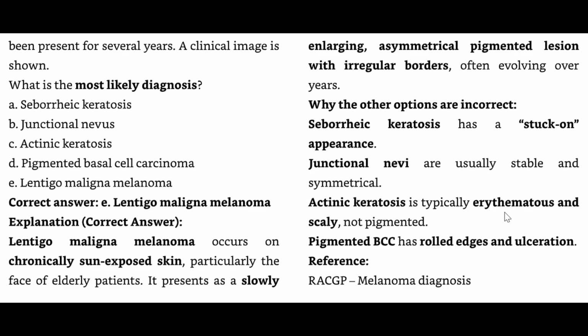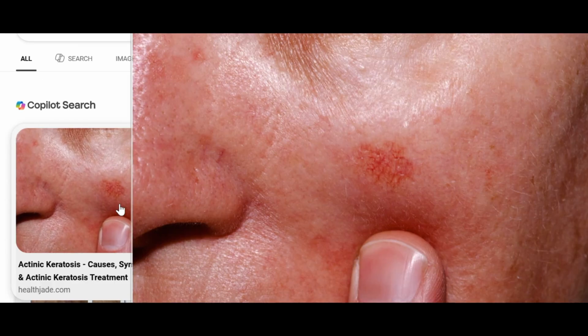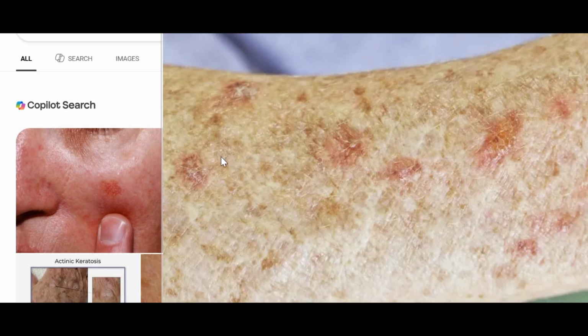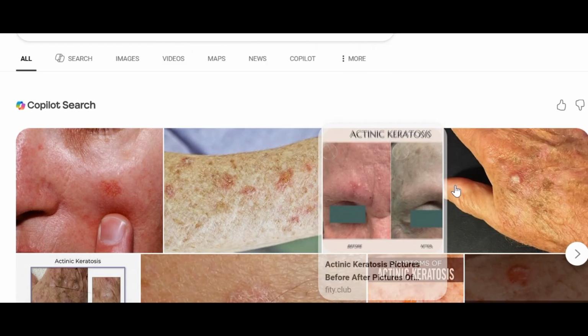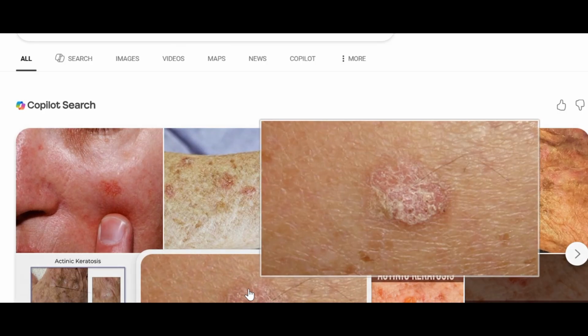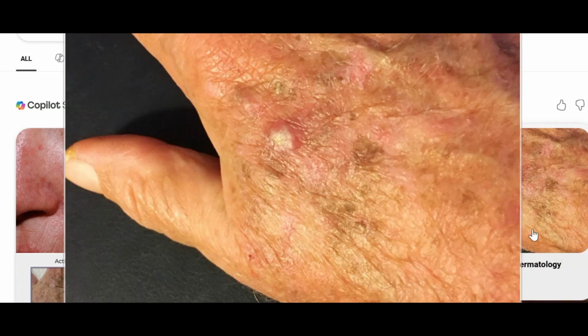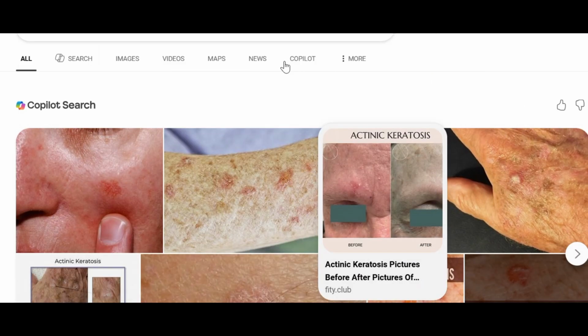Actinic keratosis is typically erythematous and scaly. This is the actinic keratosis, which is typically erythematous and scaly. An erythematous and scaly skin lesion equals actinic keratosis.